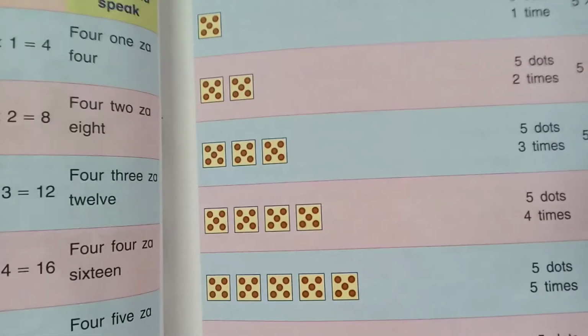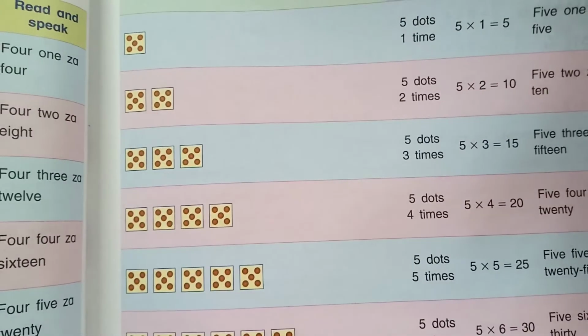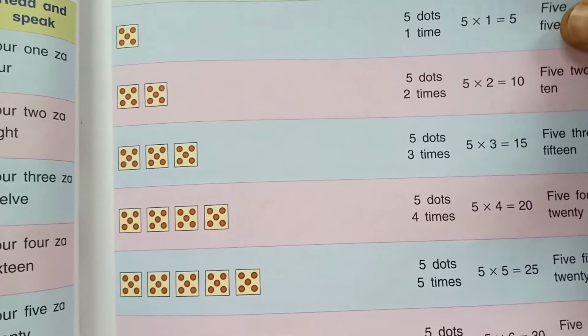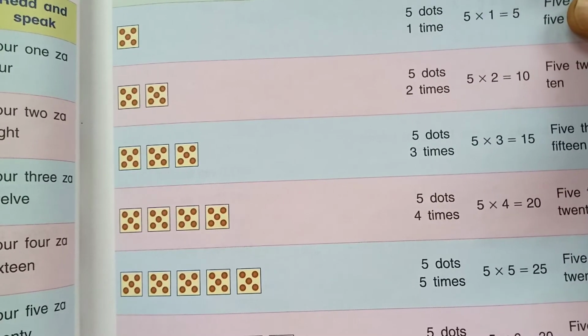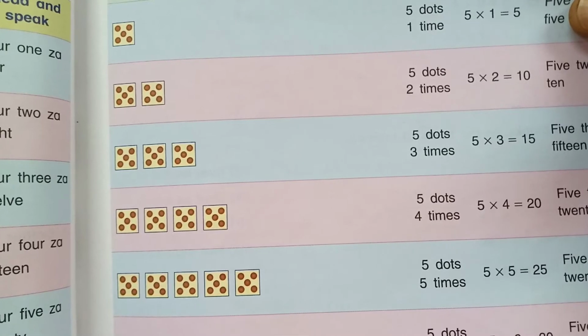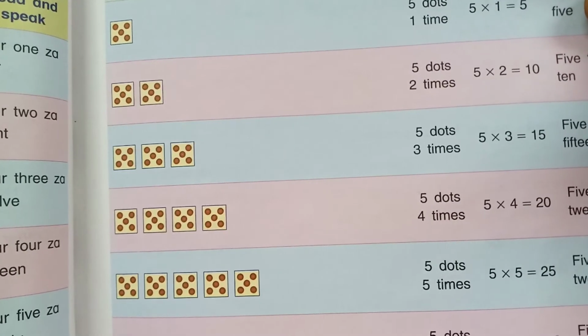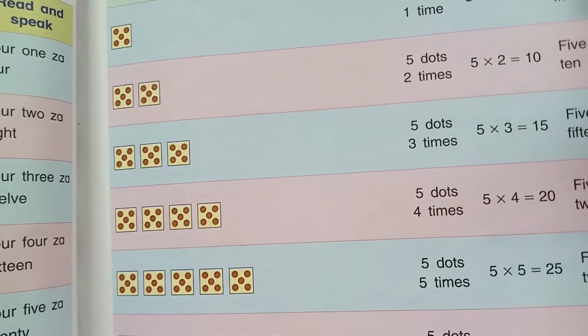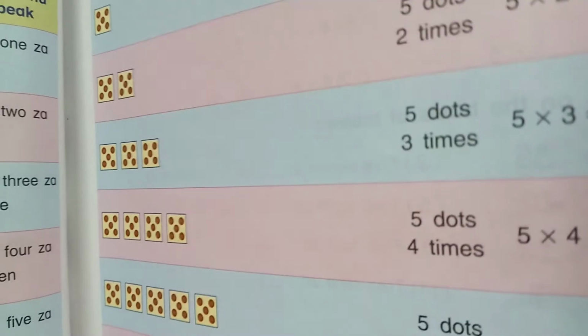Okay, this way you have to read this table of 5. This you have to practice at home. In one box 5 dots are there, that is one time. So 5 ones are 5. In the second box you can see 2 boxes are there and each box has 5 dots. So 5 2s are 10. Okay, this way you have to read this table of 4 and 5. Turn the page.